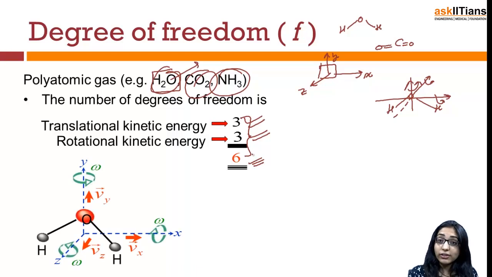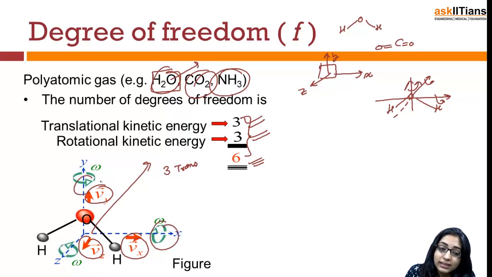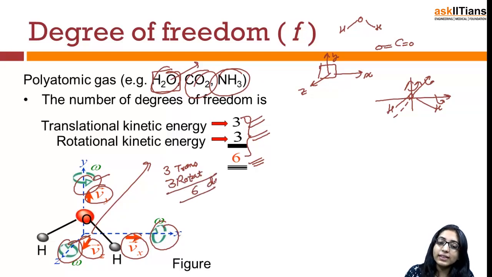The same has been represented here in the figure also. You have this water molecule, which can move in Vx, Vy or Vz, that means corresponding to 3 translational motions. Similarly, the rotation can be along the x-axis, y-axis or z-axis, and hence 3 rotational degrees of freedom. So overall 6 degrees of freedom in totality.